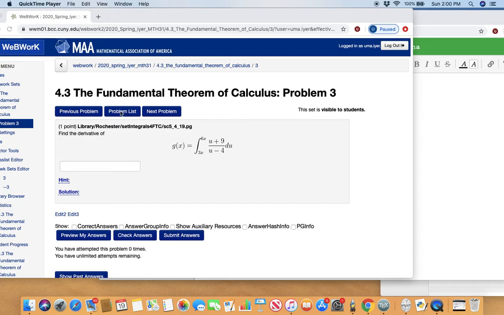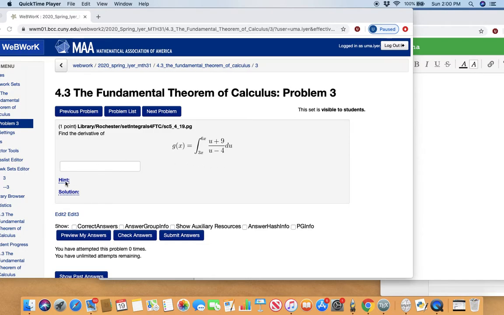Welcome back. Problem 3, section 4.3. Find the derivative of this. So notice we like to say the derivative of an integration is the object inside, but the limits are not the same. You need a lower limit to be a number and the upper limit to be the same x. Well, neither of that is true. So how do we work with this?